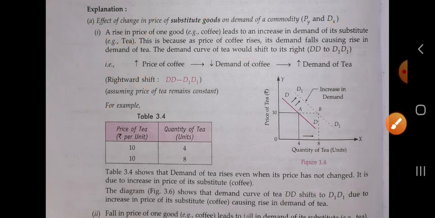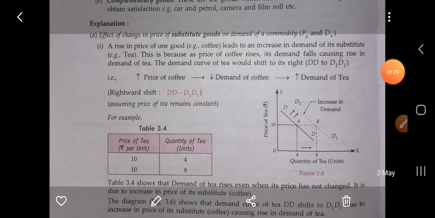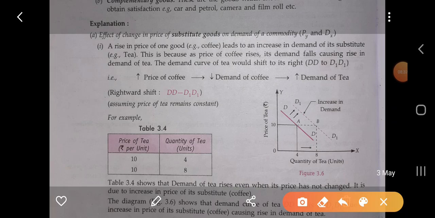So see, the price of coffee rises, the demand for coffee decreases, and there will be an increase in the demand for tea. The demand for tea will increase, so the demand curve of tea will shift to the rightward. Yes, so we have taken a rightward shift of the demand curve from D to D1.